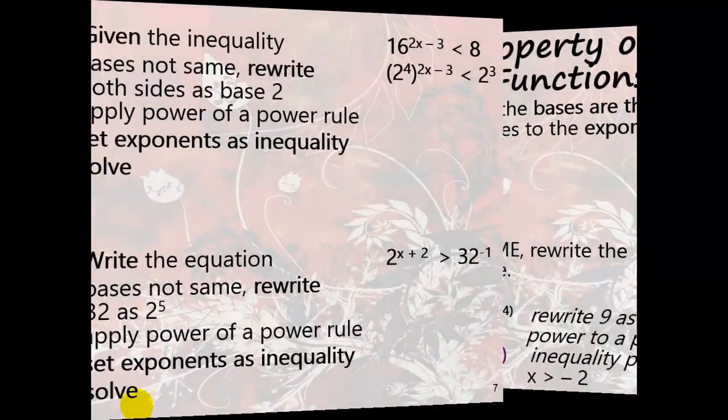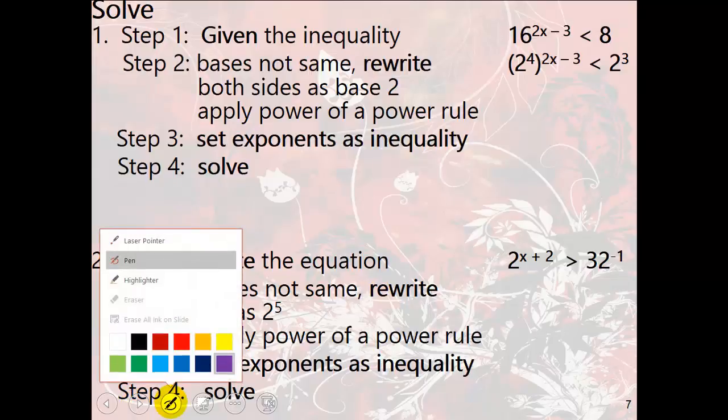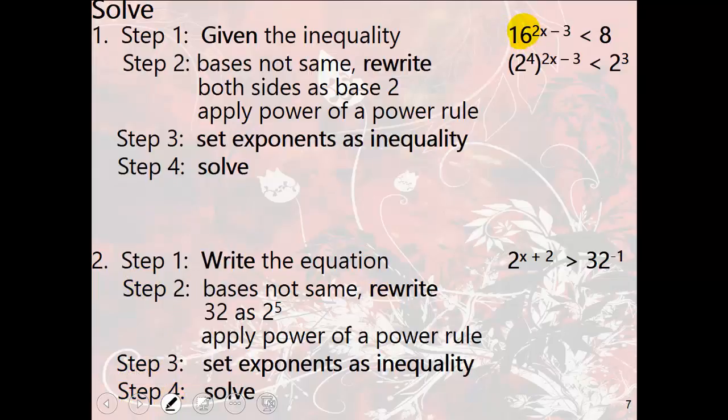All right, so I'm going to do the first one. And this is an example of where I have to rewrite both bases. So notice that I have 16 to the 2x minus 3 is less than 8. So what I'm going to do, because I can't rewrite base 16 in terms of 8, and I know what we all want to say, it's 8 times 8, but 8 times 8 is 64, not 16. So I'm going to take both of these bases and write them in terms of base 2. 16 is 2 to the 4th. See what I did there? And then 8 is 2 cubed.